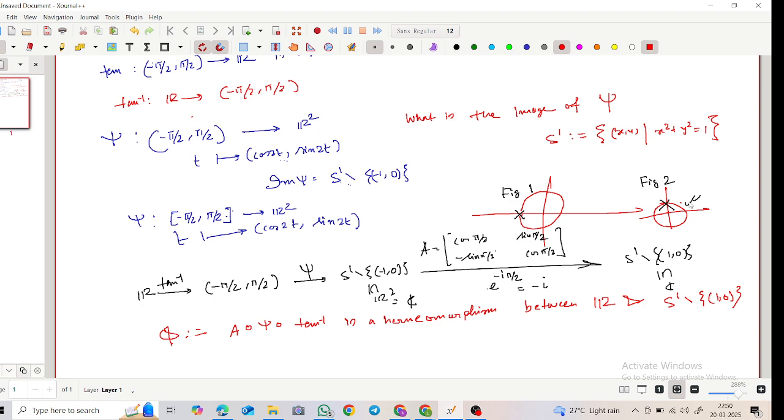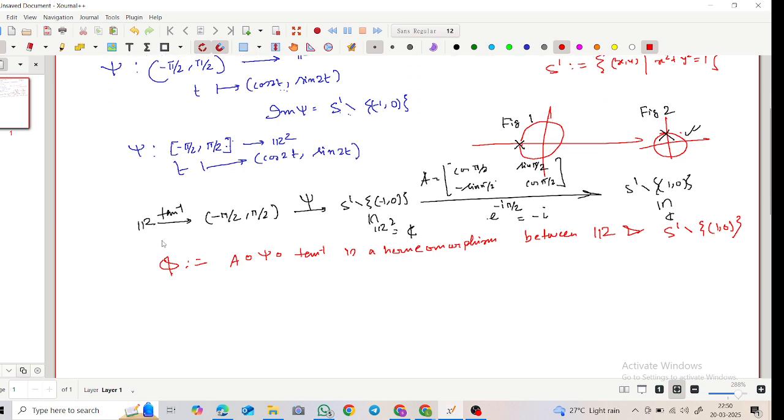So you understand. Now think about one thing. What is the image of infinity here? What is the image of infinity here? 1, 0. Exactly. Very good.